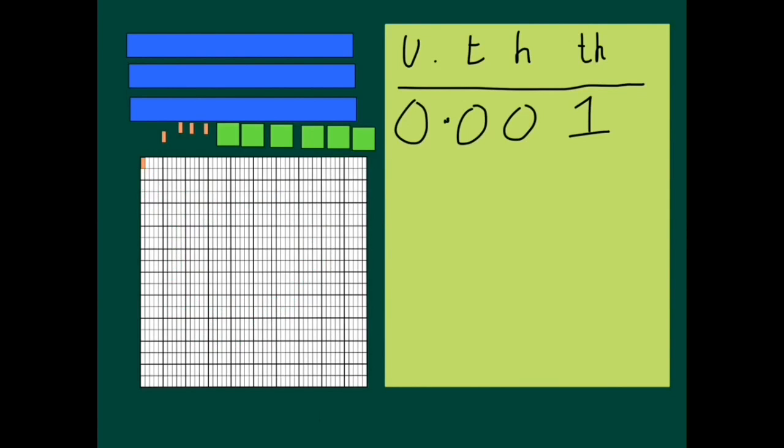We read this number as 0.001. We can also write this as a fraction. I'll go ahead and draw my fraction line, and my denominator will be 1,000, because that's how many parts I have altogether. And how many of those parts are shaded? Well, we've got 1. So I'm going to write that as my numerator. Read this number as 1,000th.